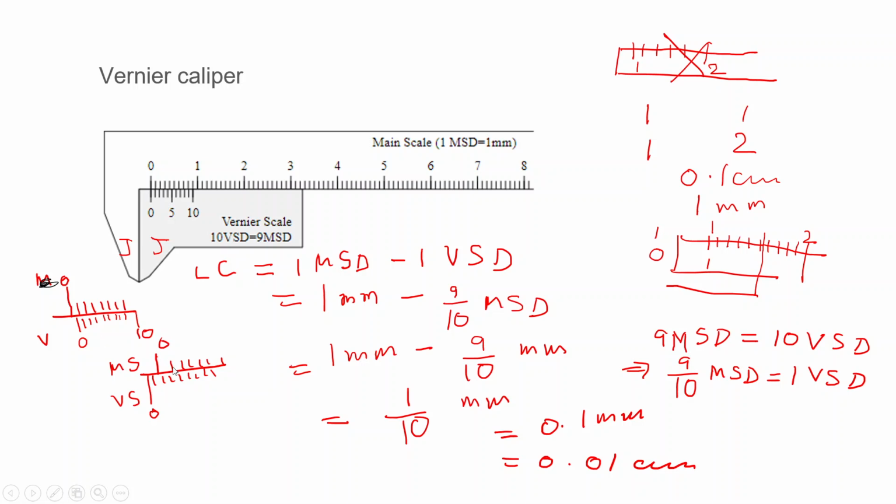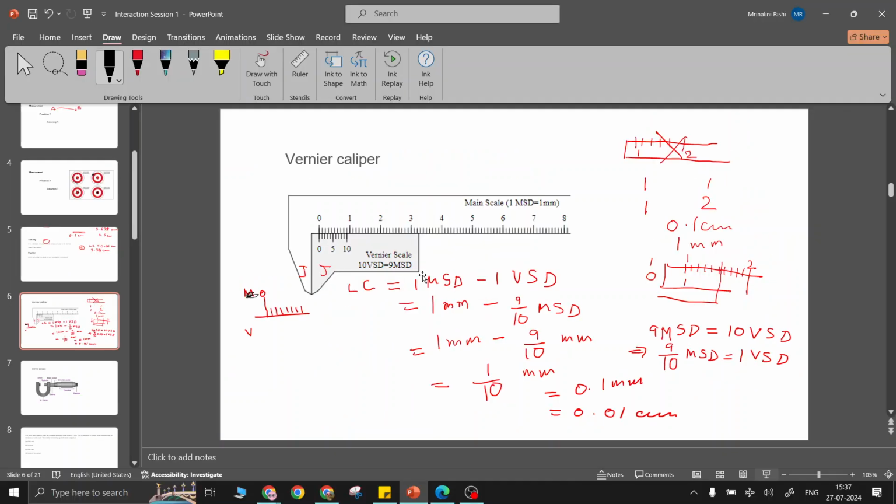Now what do we do with these zero errors? If we measure without knowing about these zero errors, that value will not be correct. So first we need to know if there is zero error. If there is no zero error, it's fine. If there is zero error, then what kind of zero error is it, positive or negative? Because when we measure anything using these vernier calipers, we'll take another slide. This space is not sufficient.